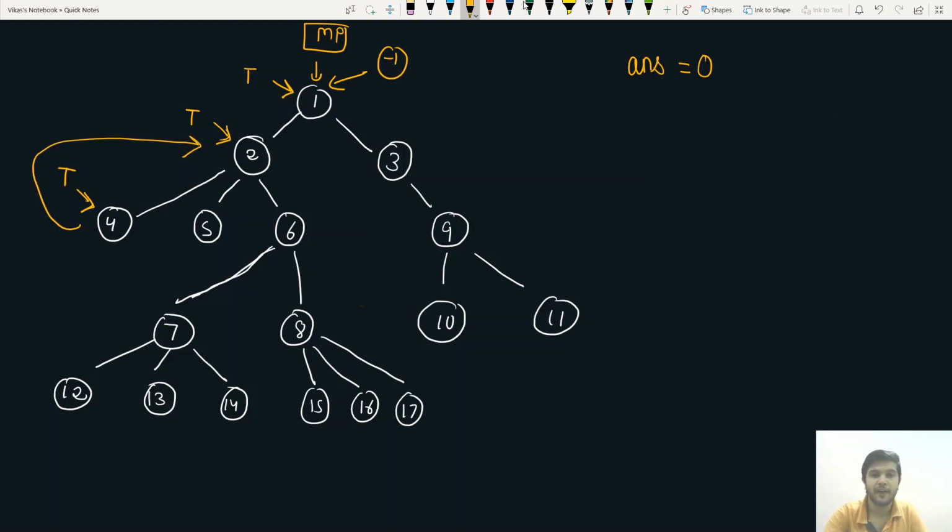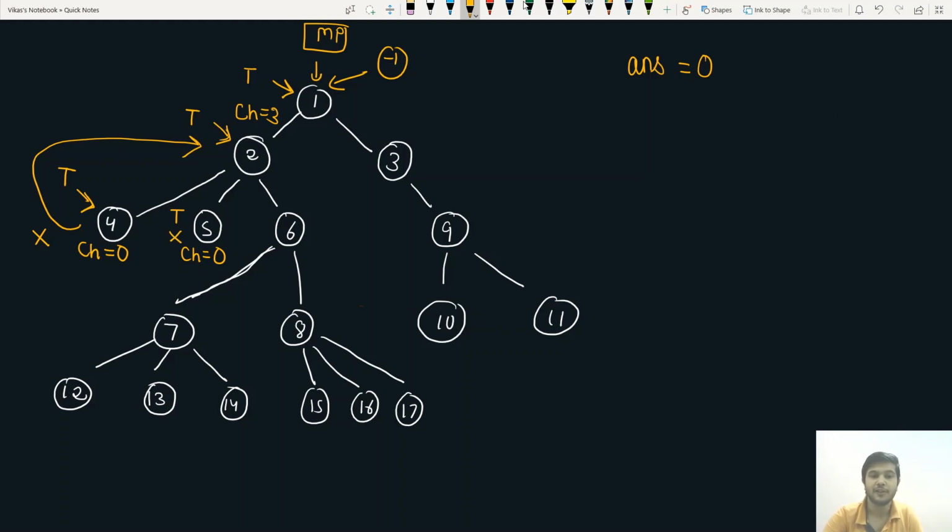Now we are here at 2. What we are going to check: the children of 2 is 3 and the children of 4 is 0. That means the children of 4 is not greater than the children of 2, so 4 is not a happy vertex. Similarly for 5, when we go for 5, we mark it as true and the children of 5 is 0. The children of 5 is not greater than the children of 2, so it is also not a happy vertex.